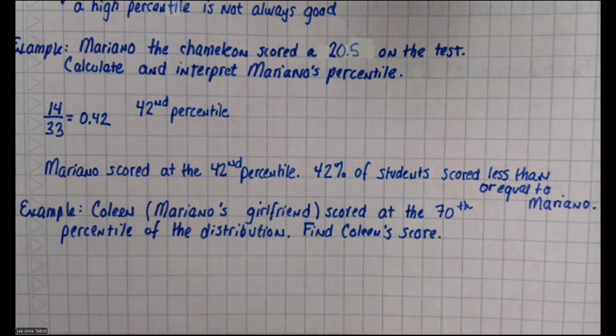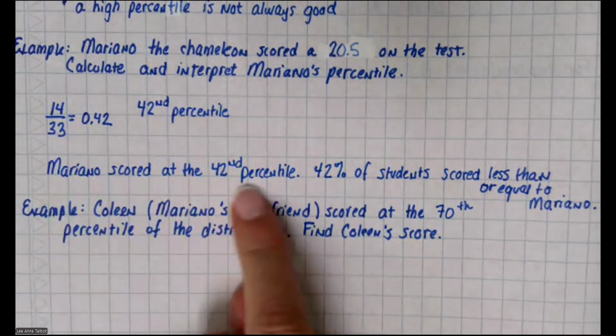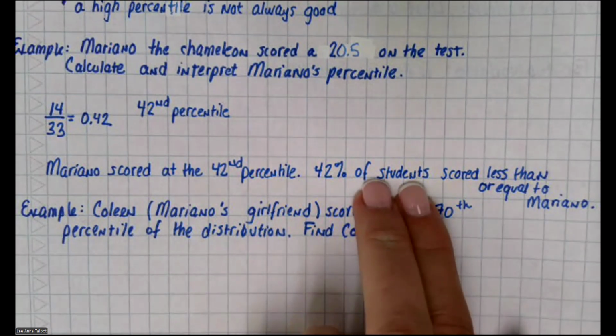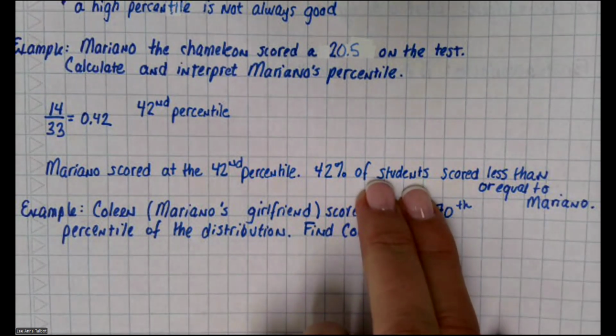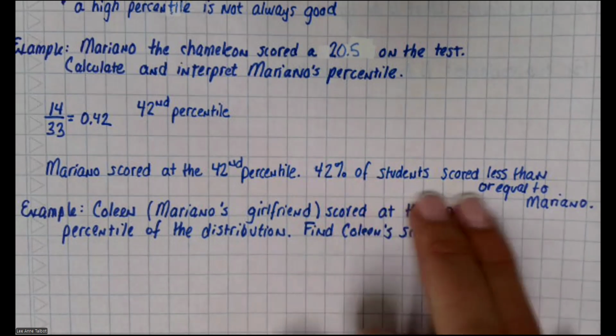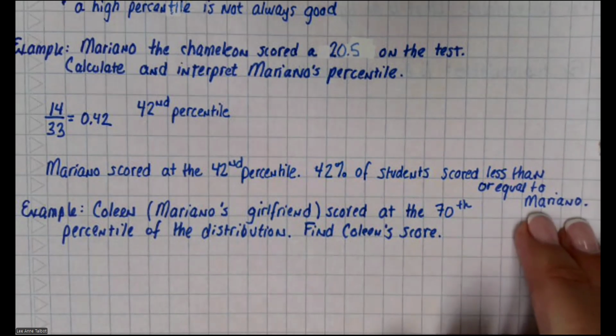Do you understand how to count a number that is less than or equal to? If there are repeats, you count both, put that over the total, and then the interpretation is that percent of the population. If you don't know what the population is, by the way, we just say reference population. Reference population covers you for everything. 42% of the reference population scored less than or equal to Mariano.